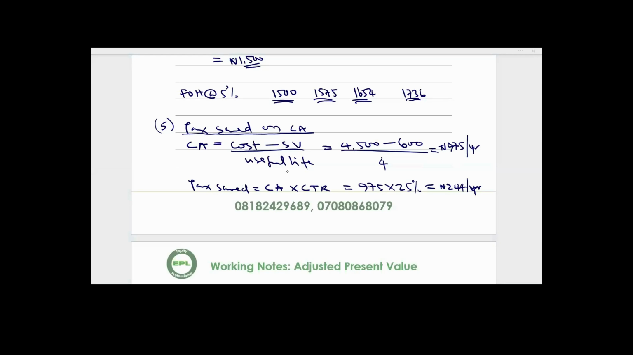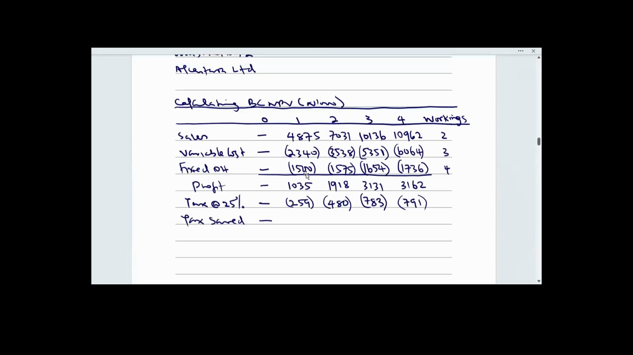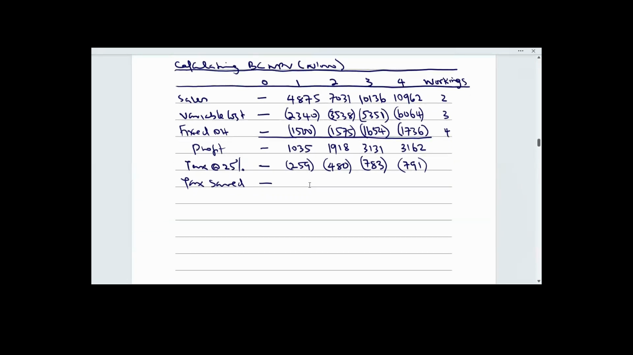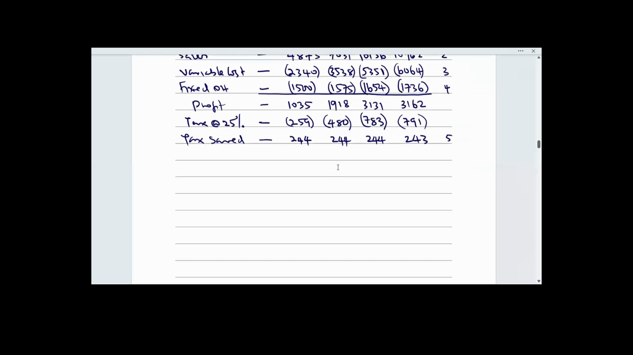So let's go and post. Our tax saved is 244 per year. So here is 244, it's a claim. 244, 244, 244, then 243. That will make 975. You can't claim more than the capital allowance allowed.